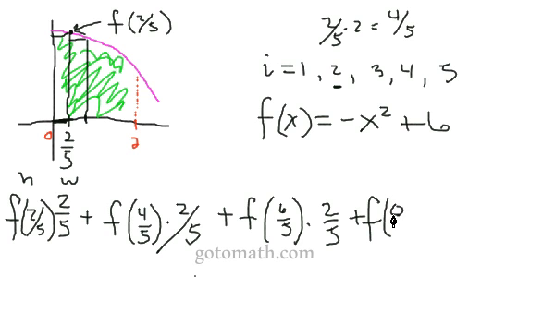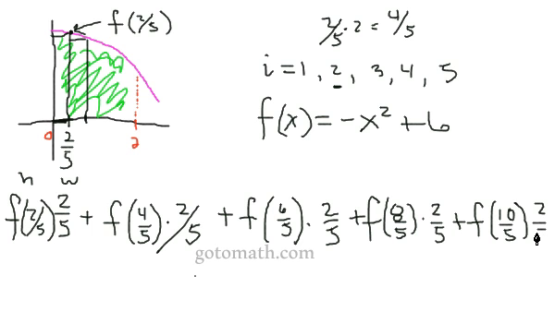So we'll write 8/5 in here, times that by 2/5, plus f of, and of course now we're doing 5 finally, and that's going to be 10/5. And of course we can reduce that down, but we'll leave it like that. Times 2/5. And of course we could factor out the 2/5 all the way out and then sum that up.